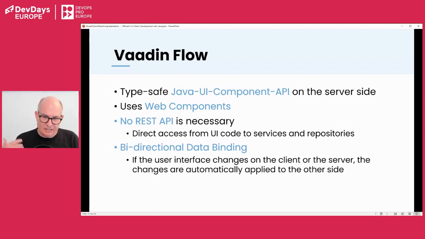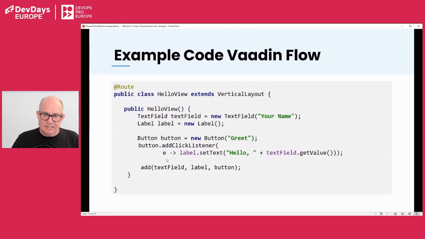On the other hand, you have bidirectional data binding. That means the user interface changes, then this will be sent to the server. On the server, you change the state of the application, and this will be applied to your application on the client side. So let's have a look at some example code first.